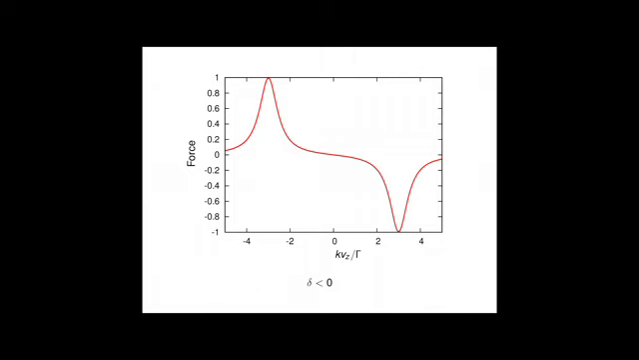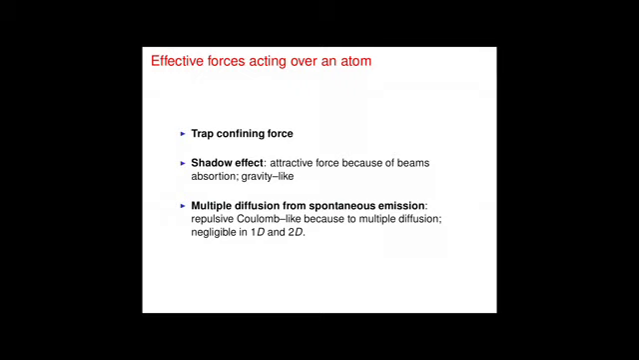So now, the experiment is very complicated, the physics is quite complicated, and the idea is to understand what are the main physical forces which act over the atoms. I already spoke about the confining force of the trap. With this force, the atoms remain confined. And there is another force which is called the shadow effect. The idea is the following. Imagine that you have here one laser.